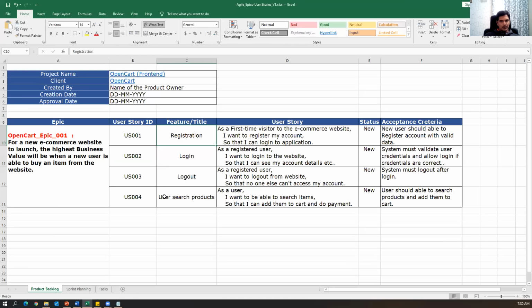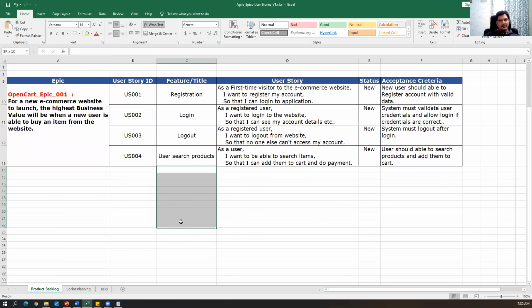Registration should be there in your website to register a new account, and login and logout should be there, and the user should be able to search the product. Similarly, they will write multiple stories, and these are not exactly stories, this is a feature. And for each feature, we will write stories. They will convert each and every feature into stories. These are the actual stories. So registration is a feature we have in our application.